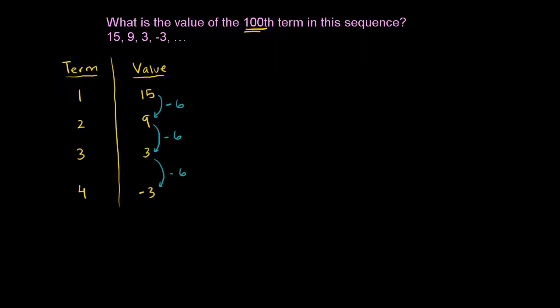Let me write this down. Notice, for the first term, you have 15, and you don't subtract 6 at all, or you could say you subtract 6 zero times. So it's 15 minus 0 times 6. What's the second term? This is 15 minus 1 times 6, or you could say plus 1 times negative 6. Either way, we're subtracting the 6 once.